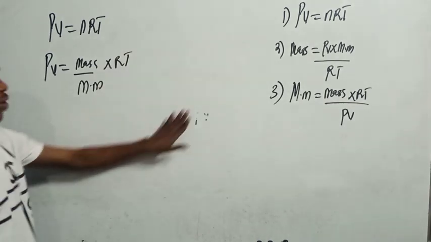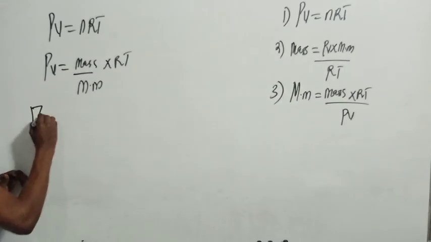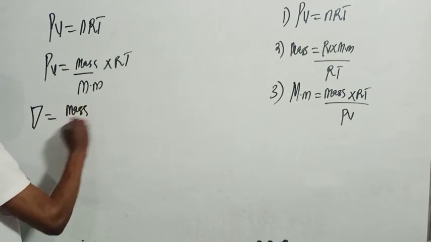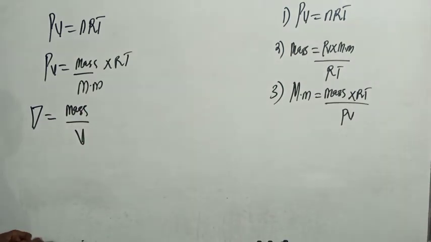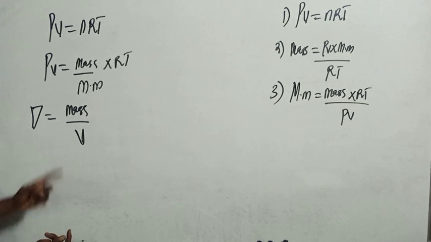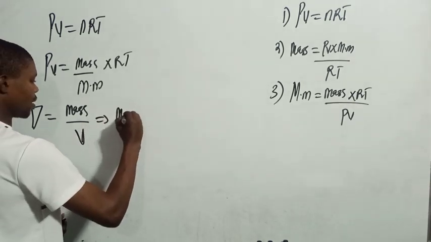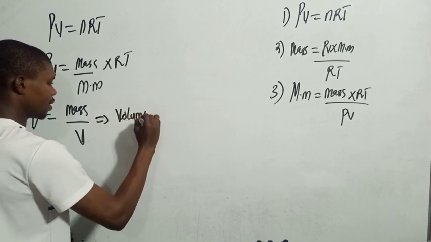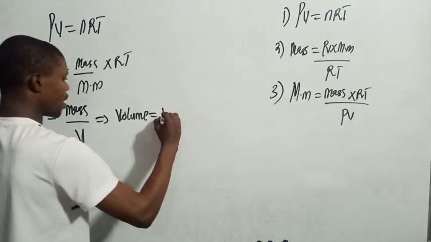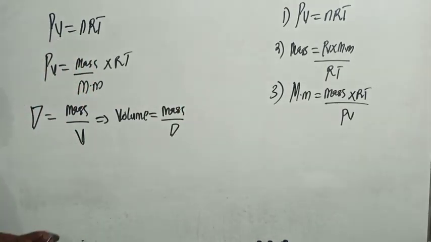Now what about if you want to calculate the density of the gas? How are you going to do that? Remember, density equals mass over volume, mass by volume. So what we want to do here is make volume the subject of the formula. If I make volume the subject of the formula, volume equals mass over density.